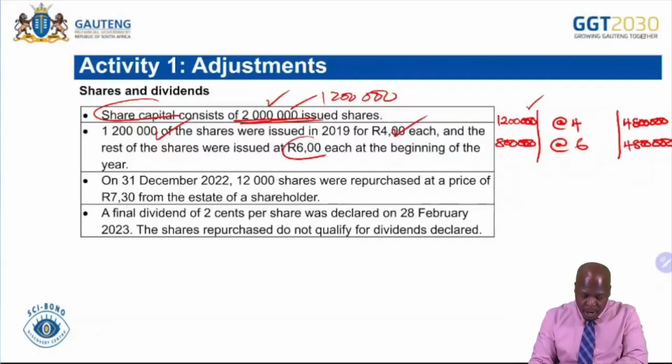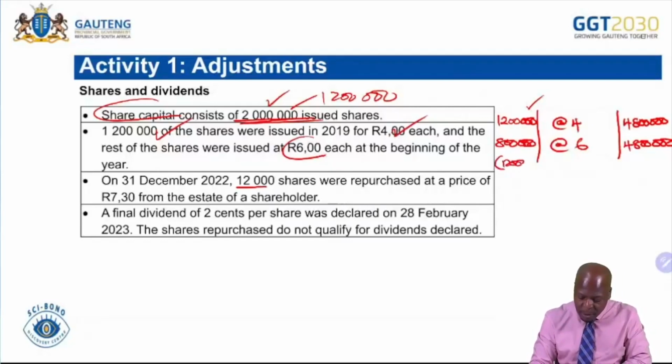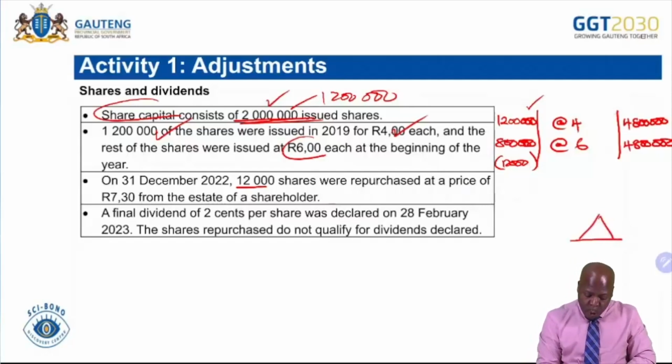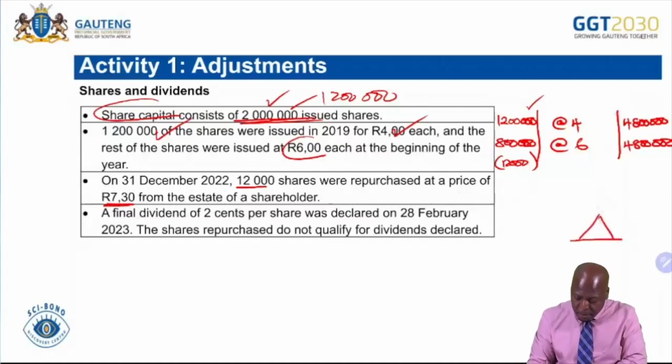All right. Then they tell us that on 31 December, 12,000 shares are repurchased. So here we now have a repurchase of 12,000. But I know that in my retained income note, I record the repurchase of shares on the average price. So I'm going to bring in the triangle now. We're told they were repurchased at a price of 730. So that is my repurchase price. Remember, that goes to the cash flow, the bank, the repurchase price. That is my 7 rand 30. But I need to record my average price.